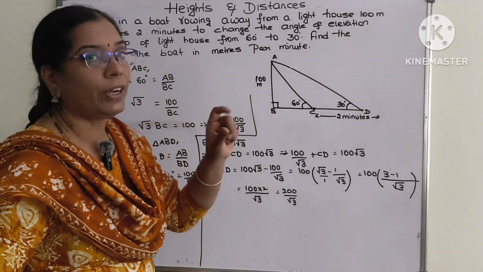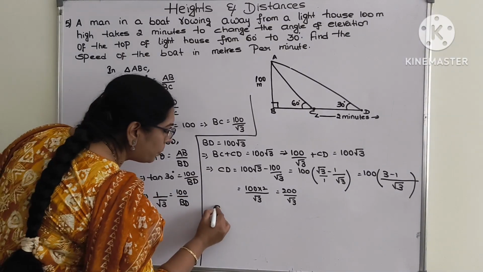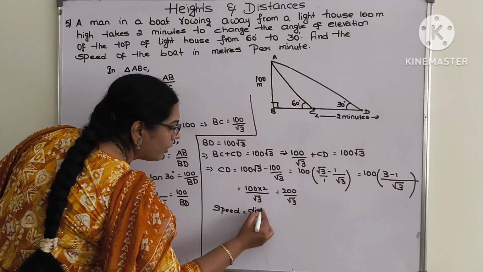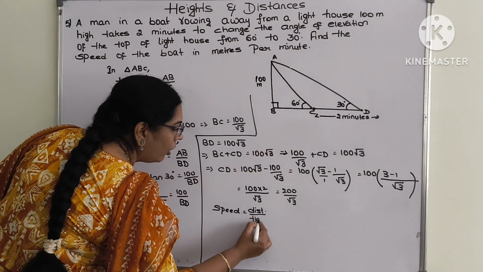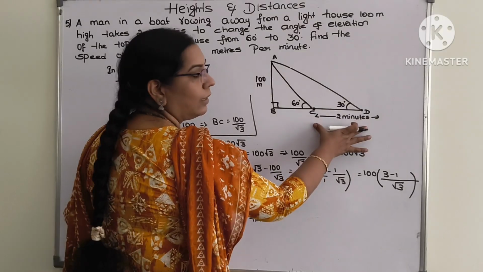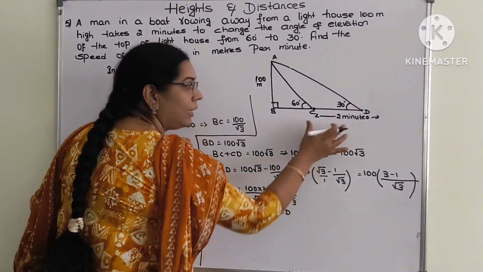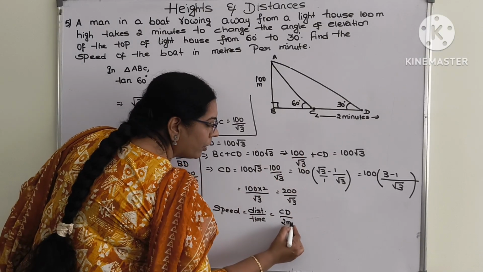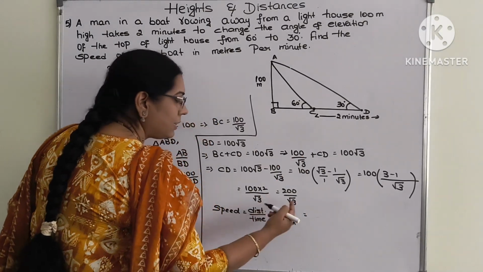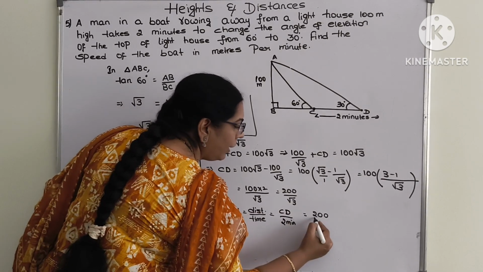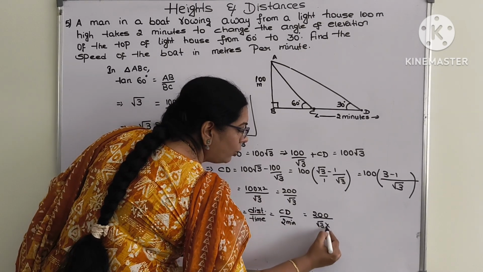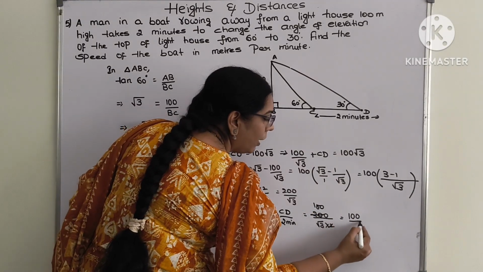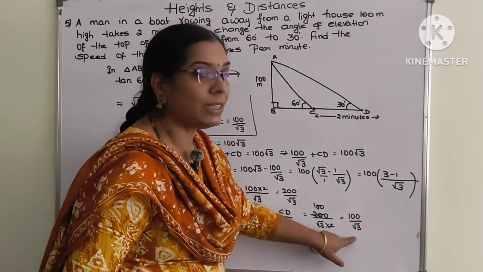Now look children, we have to find the speed of the boat. You know, speed is distance by time. What is the distance? It is CD. To travel a distance of CD, it took how much time? 2 minutes. So I will write what is CD? It is 200 by root 3 into 2. So 100 by root 3. So what is the speed of the boat? 100 by root 3. I cannot leave it now. This is the final answer.